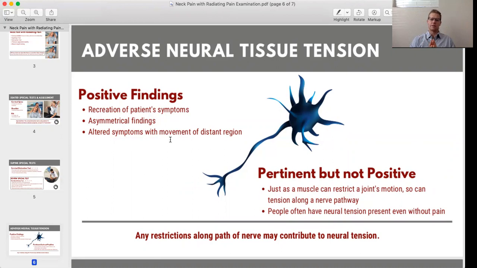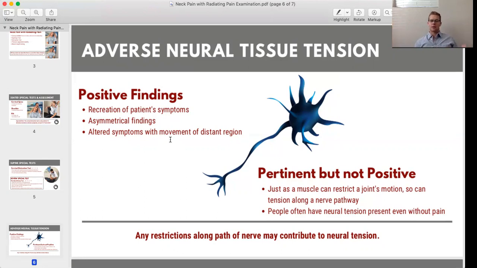So the 3 criteria for positive tests on neural tension are going to be recreation of the primary pain, asymmetrical findings, which means it's going to be different on their symptomatic side versus their asymptomatic side, and also altered symptoms by moving a distant component. So with the median nerve, if I feel tension, let's say in my wrist right here, I want to move the shoulder and see by elevating the shoulder, taking the depressive force off of it, if that changes the symptoms down below.